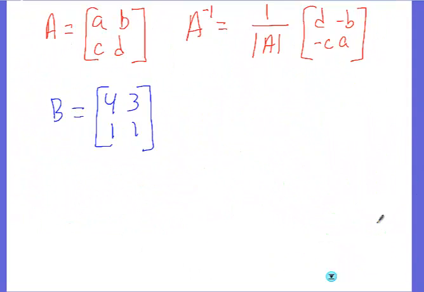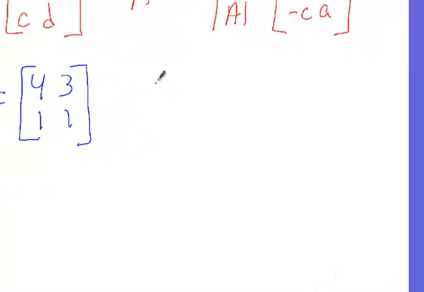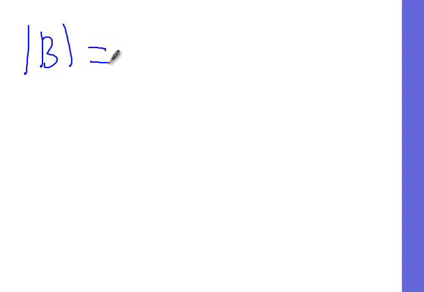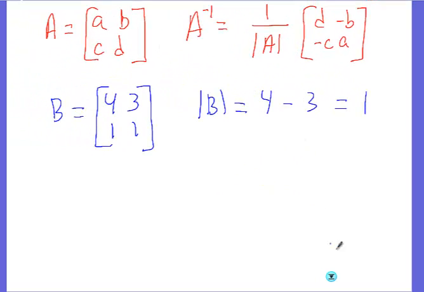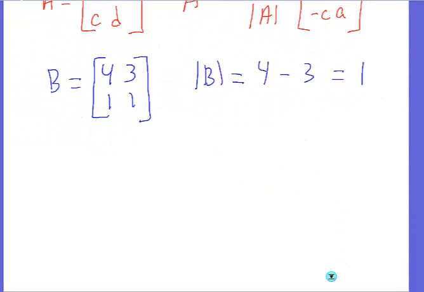All right, guys. So what I have here is a matrix B that is 4, 1, 3, 1, and we want to first check and see if we can find the inverse of B. If we can find the inverse, we're going to go ahead and find it. So the first thing we have to do is take the determinant of B, because if the determinant is equal to 0, there's no inverse. If we look here, it's going to be 4 times 1, which is 4, minus 3 times 1, which is 3, which is equal to 1. Right off the bat, we're lucky because the determinant of B is equal to just a 1.